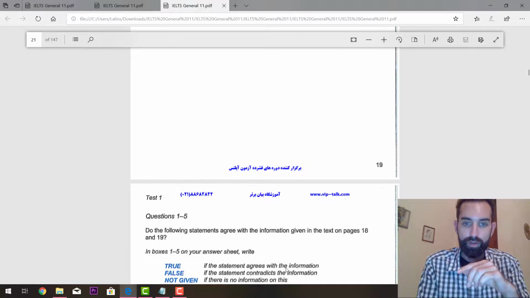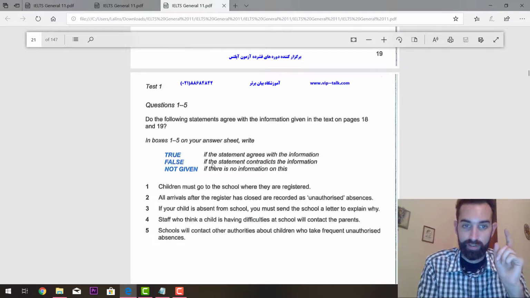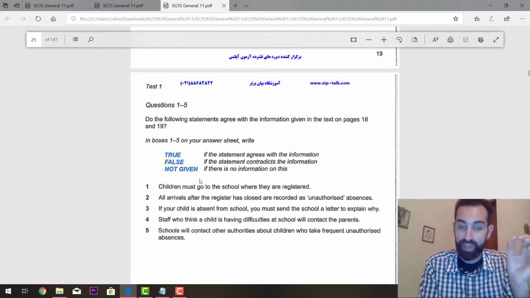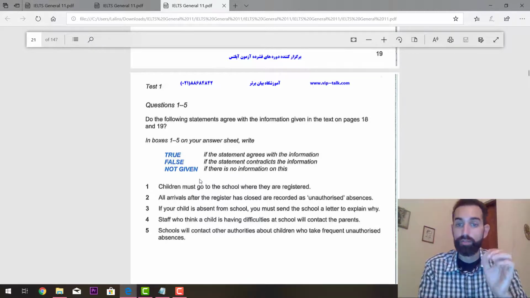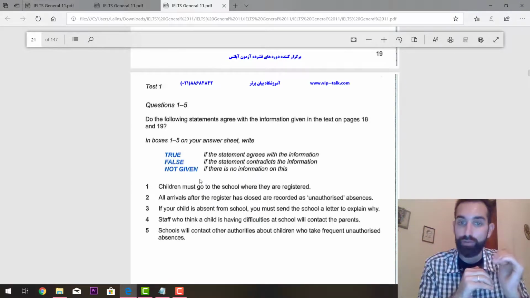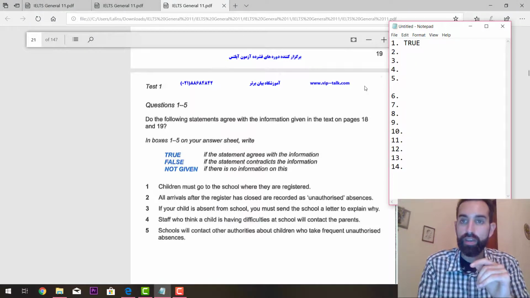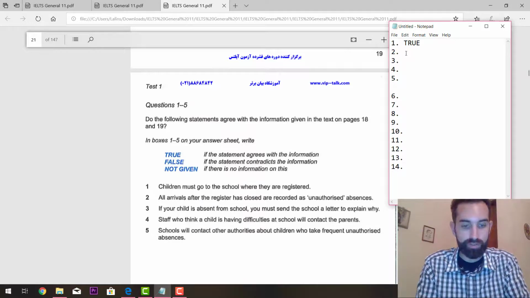sorry, let's go all the way down, is false. Because the statement contradicts the information we're given above. Because this says all arrivals. What it said in the text was that only arrivals without a good reason were classed as unauthorized absences. If you have a good reason, it's not unauthorized. Hence, question 2 is false.